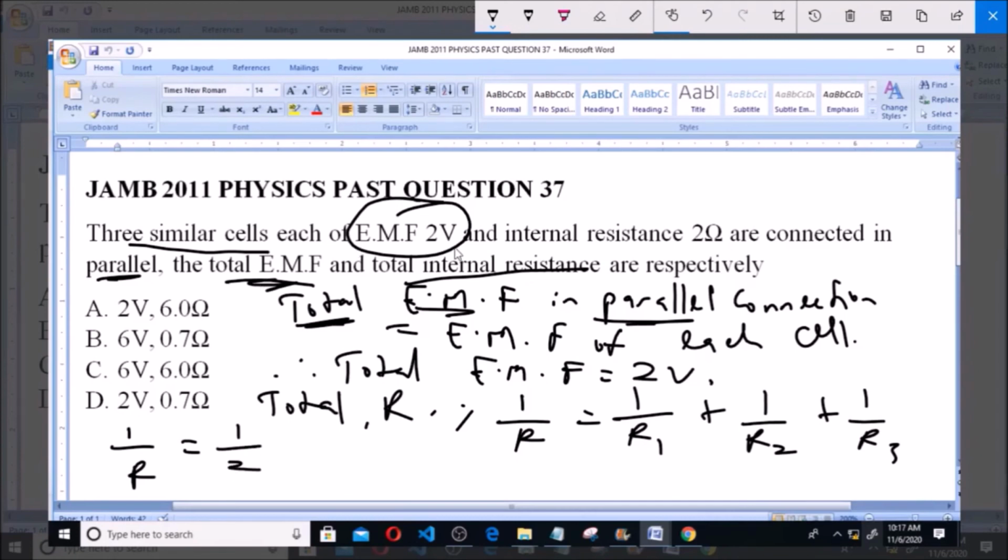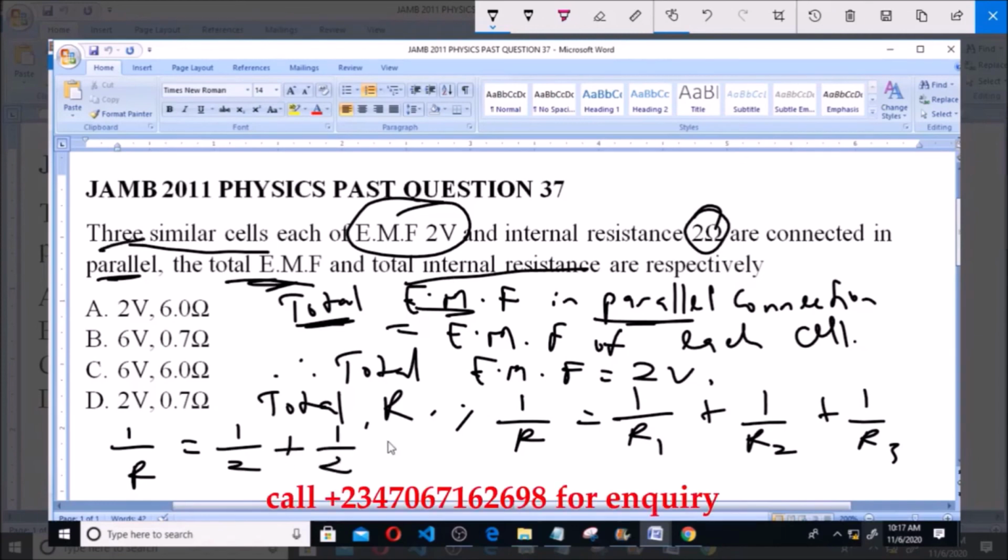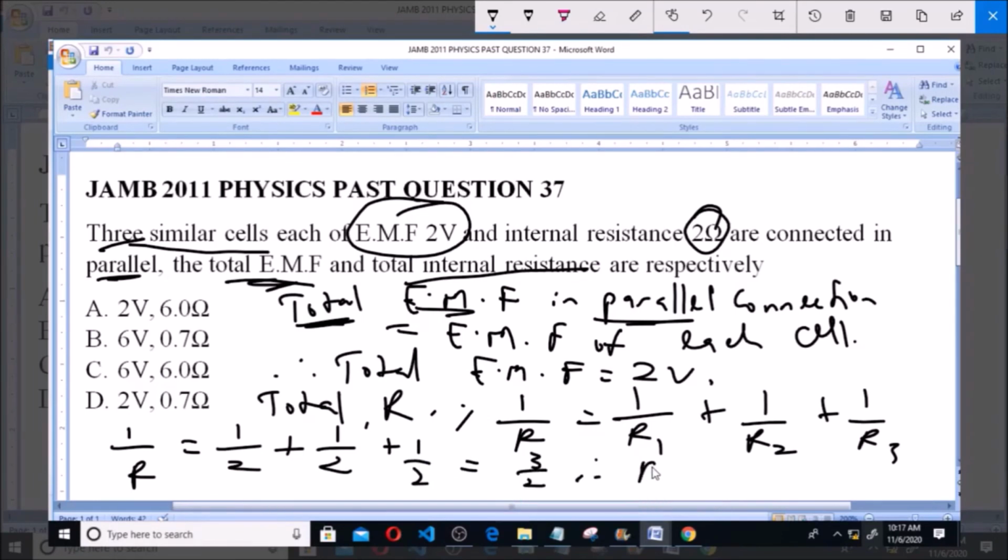Okay, the individual resistances are 2 ohms and for 3 cells. So 1 over 2 plus 1 over 2 plus 1 over 2, which is equal to 3 over 2. Therefore, R is equal to 2 over 3, and that is equal to 0.67 or approximately 0.7 ohms.